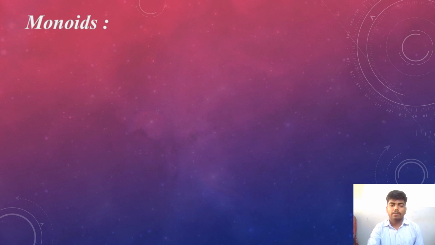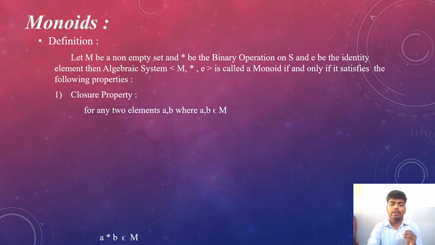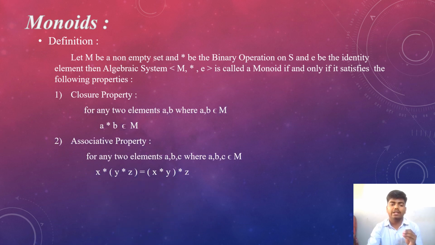Monoids. So let's study what is monoids. Let M be a non-empty set and star be the binary operation on M and E be the identity element, then the algebraic system M comma star comma E is called monoid if it satisfies three properties. We have studied closure property, associative property, and here is the third property, that is the identity property. Regarding multiplication the identity element is 1 and regarding addition the identity element is 0.